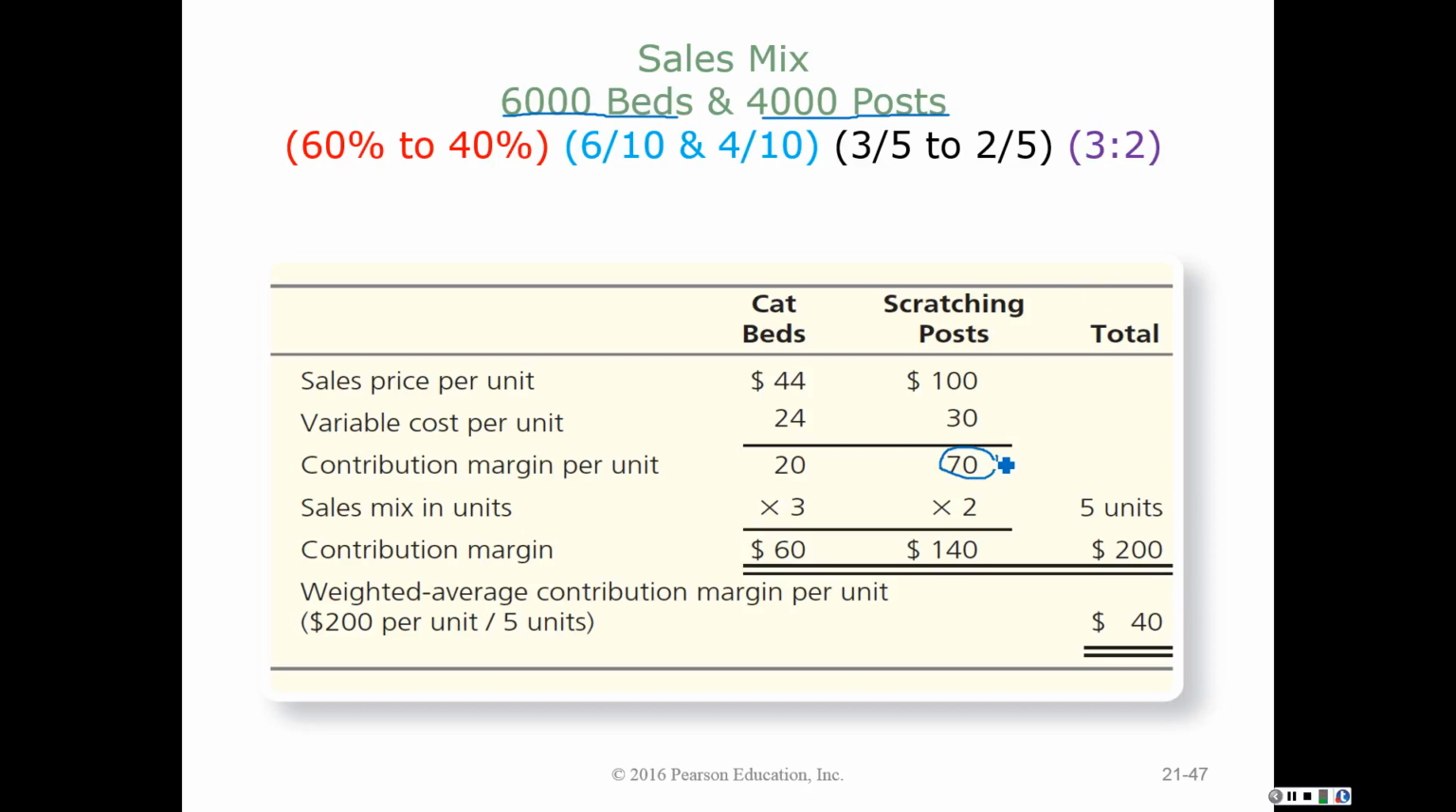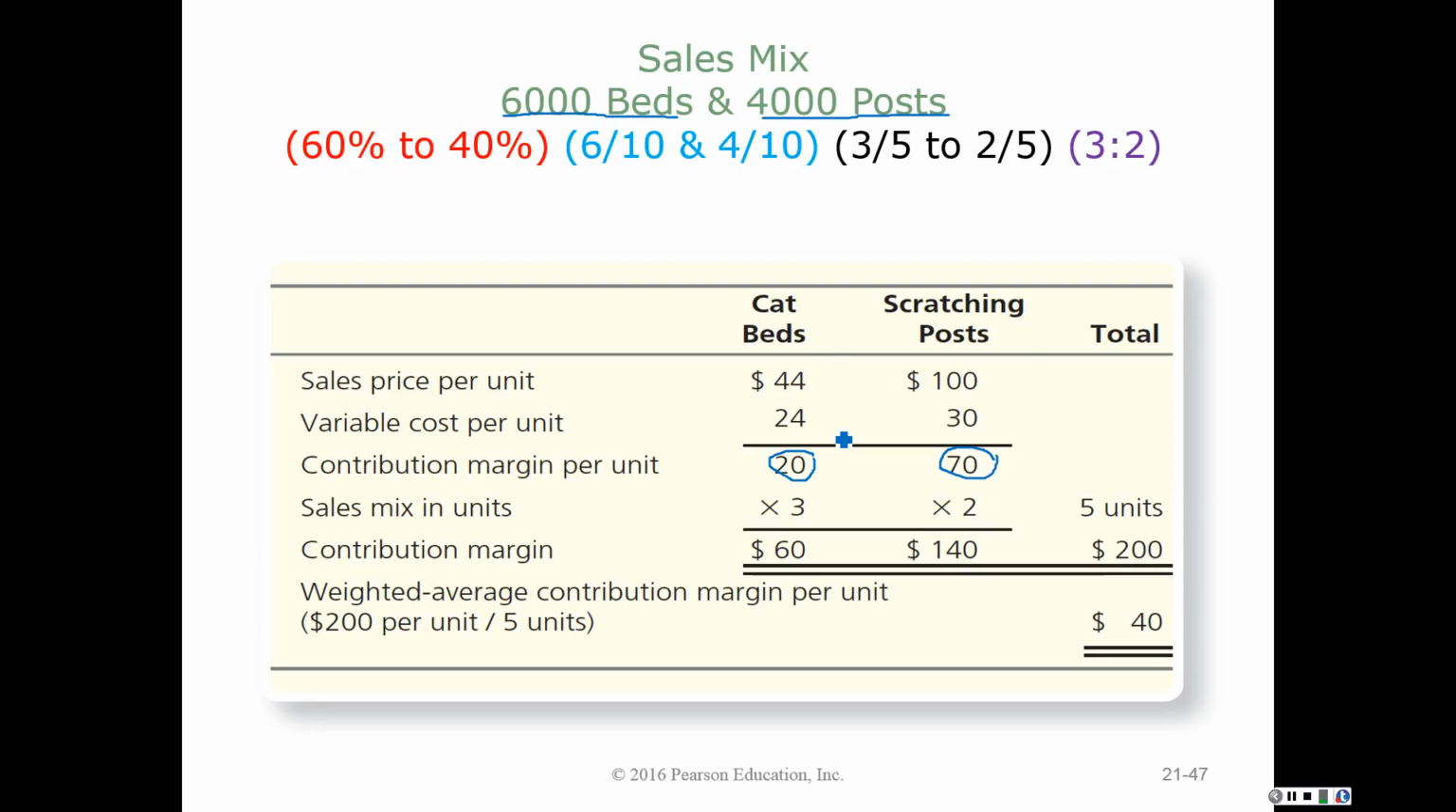But I can only put enough scratching posts into the market that are wanted. And right now my sales mix is people are buying more cat beds than scratching posts, even though scratching posts is my more profitable product at this point. So we want to calculate break even in the sales mix. I calculate the contribution margin per unit, which is $20 for cat beds and $70 for scratching posts.